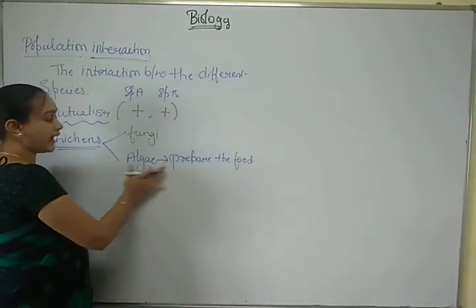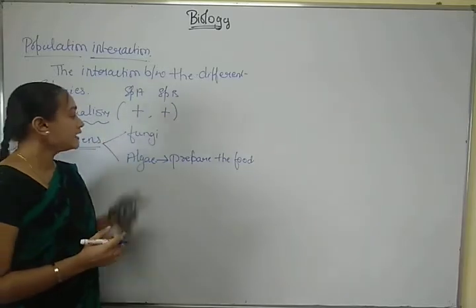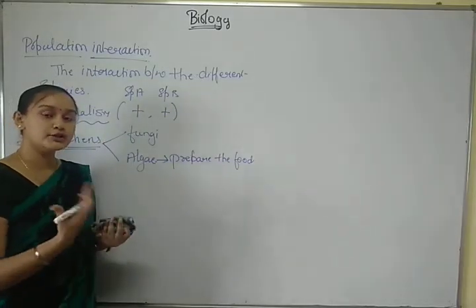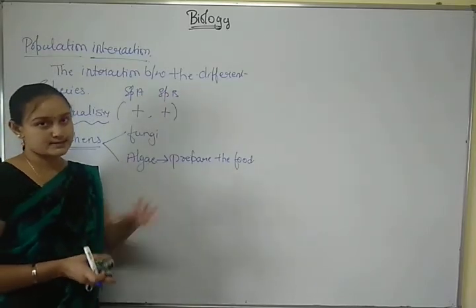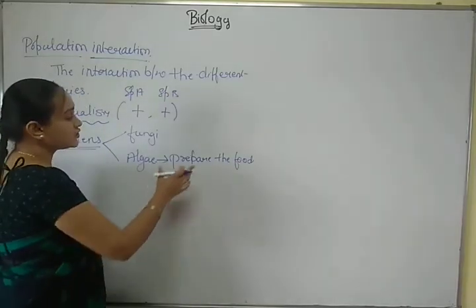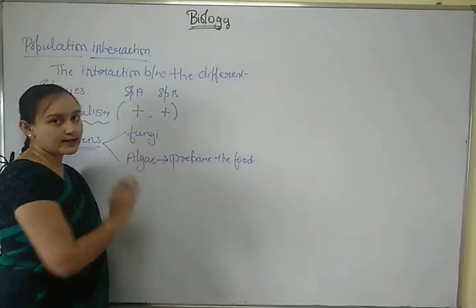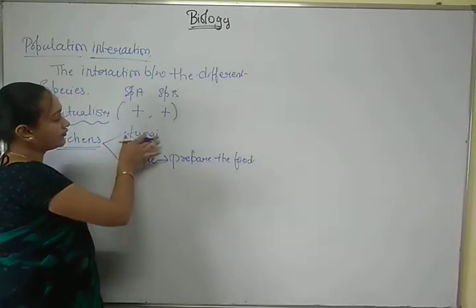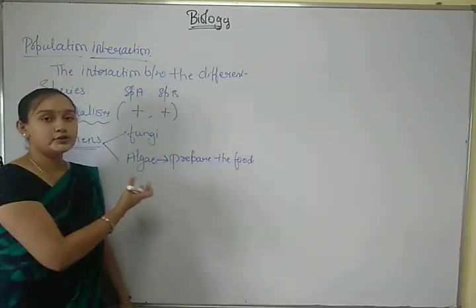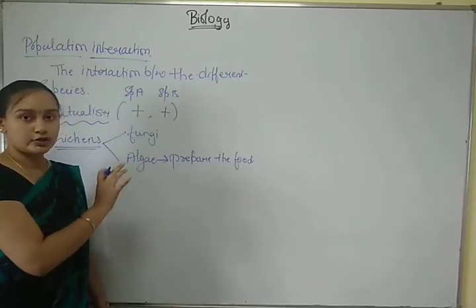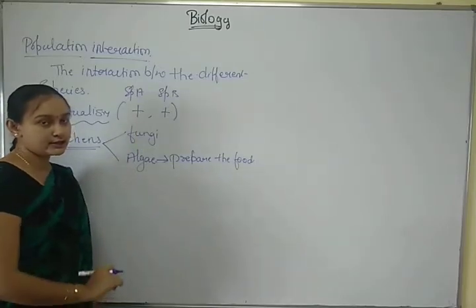Okay, so the algae prepares food, and the fungi consumes this food, so the fungi gets a nutrient supply. The algae prepares the food, and this prepared food is used by the fungi as nutrients. So the fungi gets help from the algae because the algae gives food to the fungi. That is how the fungi benefits.